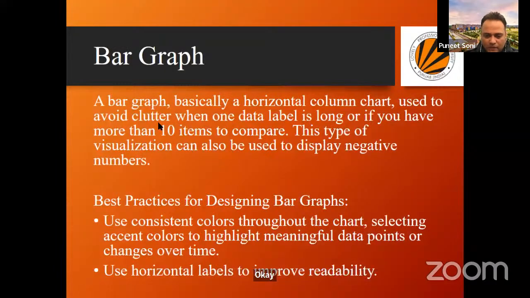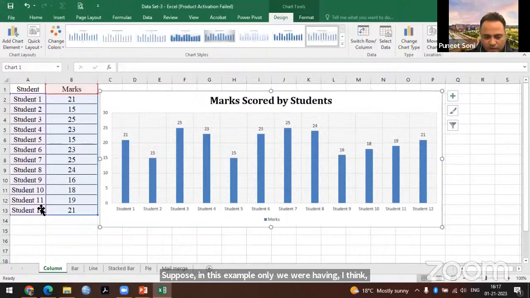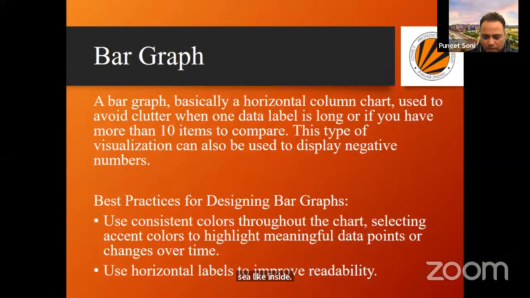So coming to the bar graphs. A bar graph basically is a horizontal column chart that is used to avoid the clutter when one data label is going long and you have more than 10 items to compare. Suppose in this example only, we were having, I think, 12 number of students, and our graph was expanding towards the right hand side. So we can also use a bar graph in this case. Okay, and the best practice will remain the same for all the types of charts.